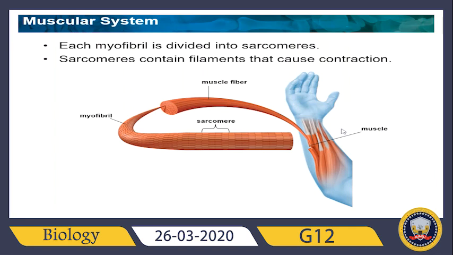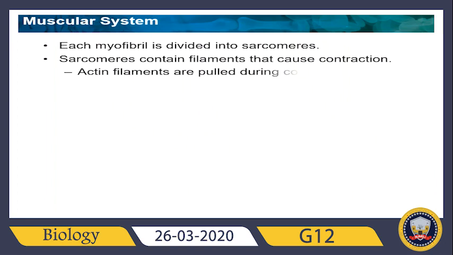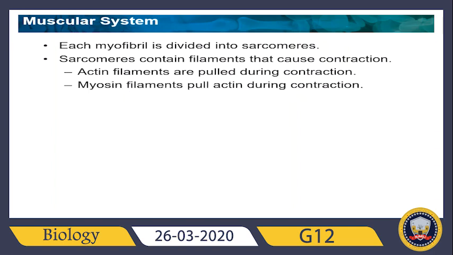So again, guys, this is the muscle. Inside the muscle are muscle fibers. Muscle fibers are composed of myofibrils. Myofibrils are composed of sarcomeres. Inside the sarcomere, we will find actin filaments that are pulled during contraction. So what are these actin filaments? I will show you in a second. Myosin filaments pull actin during contraction.